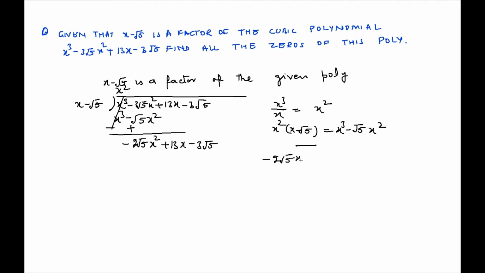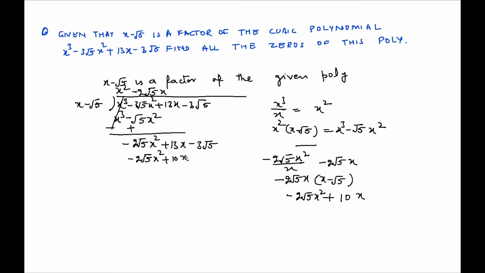So again minus 2 root 5 x square divided by x will come out to be minus 2 root 5 x as a second term of the quotient. So write minus 2 root 5 x, multiply this 2 root 5 x with x minus root 5, you will have minus 2 root 5 x square plus 10x. So write minus 2 root 5 x square plus 10x. Change the sign. First term will be cancelled. You will have 3x minus 3 root 5.